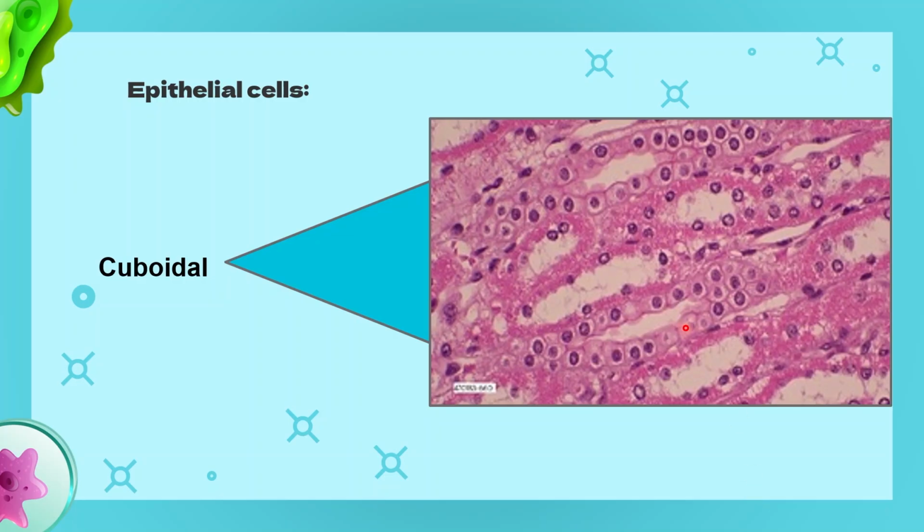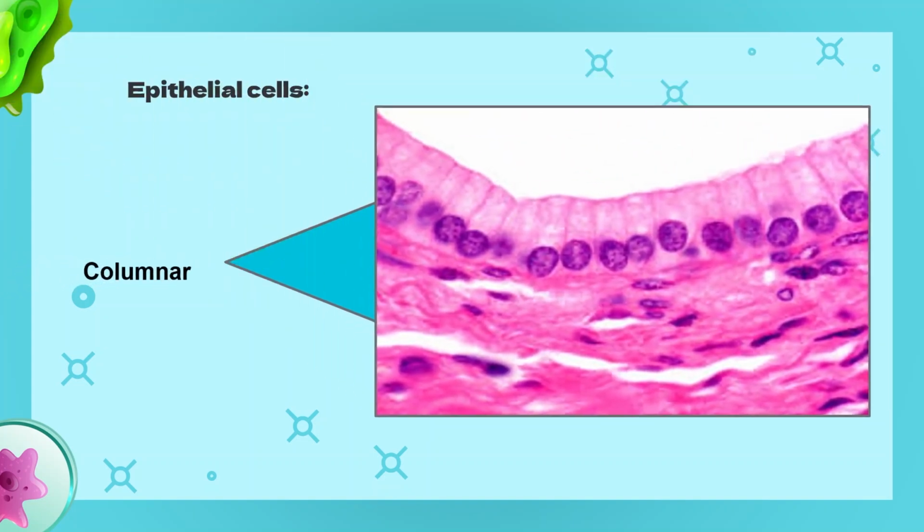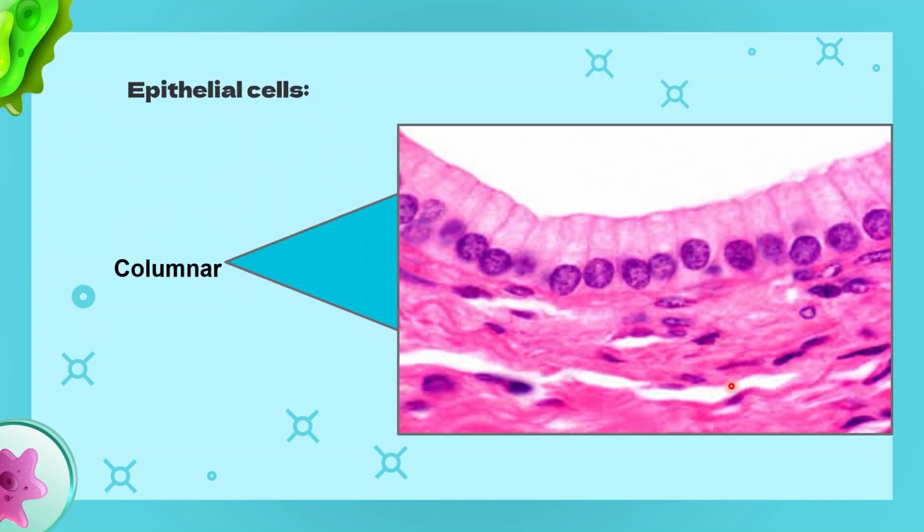That's it. Cuboidal cell, circular nuclei, done. Moving on. Next, we have the columnar cells. Now, the cuboidal cells are the cells that in shape are cuboidal. Columnar comes from the word column, which means they are elongated.